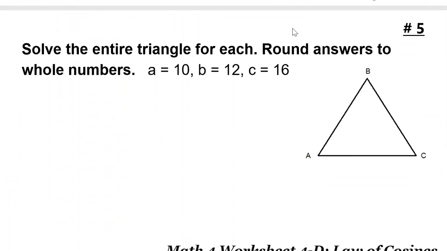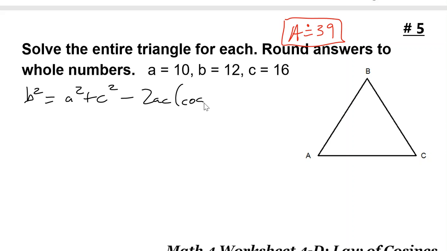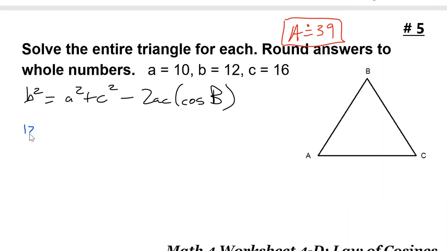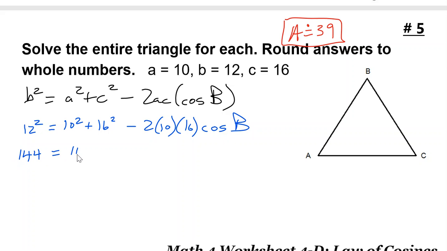All right, so we had A equals 39. Now let's chase after B. Cosine of big B. So when I start plugging these in, 12 squared equals 10 squared plus 16 squared minus 2 times 10 times 16 times cosine of B. That's 144, that's 100, that's 256, that is 320.